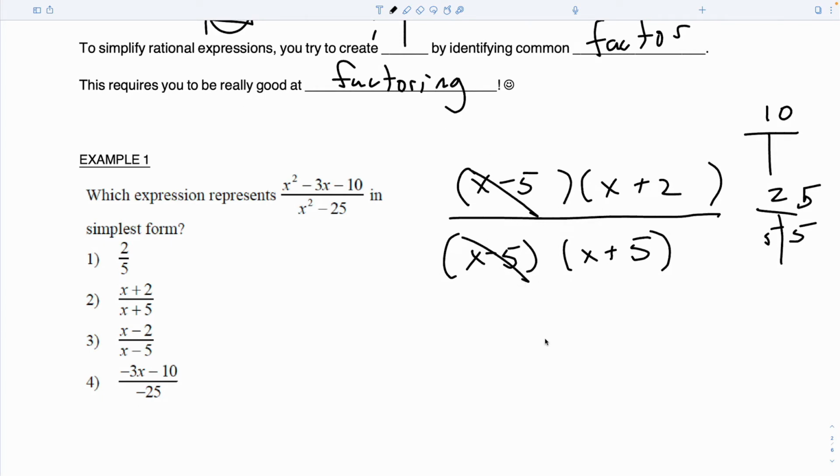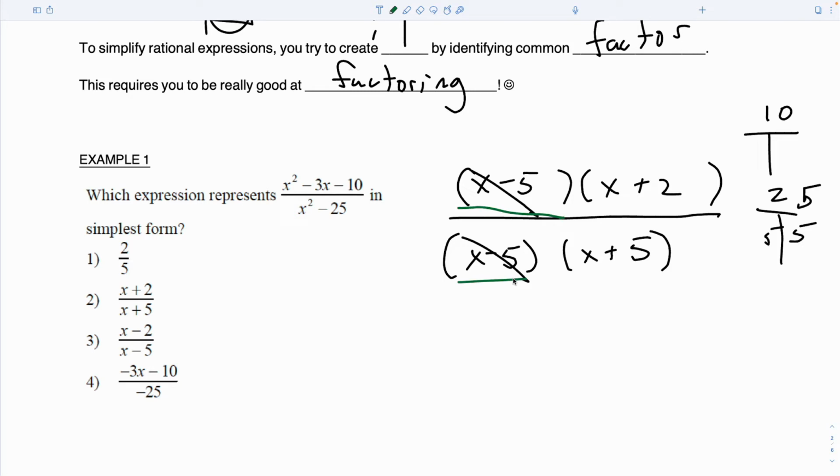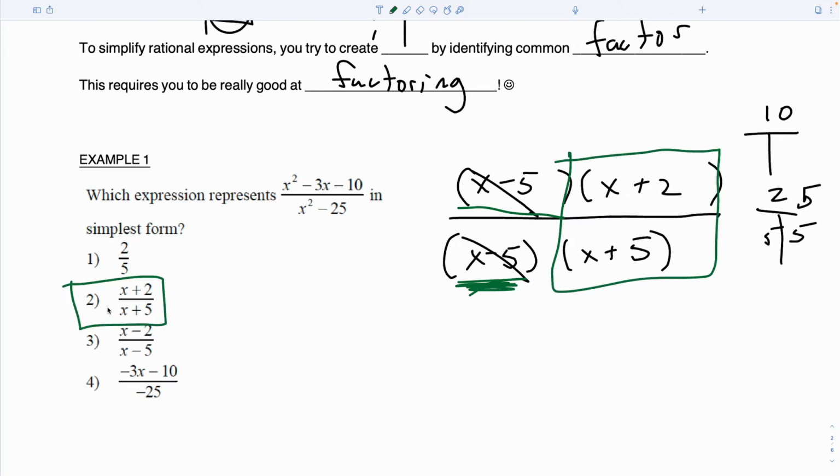This entire binomial, when we're working with algebra, is a term. X minus 5 is a whole term. I can't just cross out the x and just cross out the x. This thing is actually one giant term. It is a binomial. They're looped together, so we're going to cross out the entire thing, and you're left with x plus 2 over x plus 5. That is our answer. Sarah?